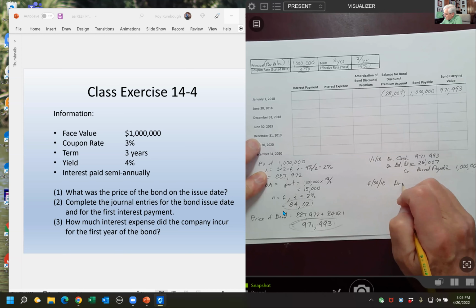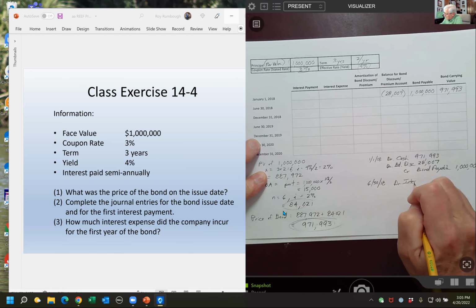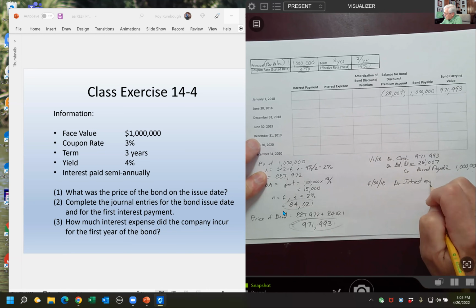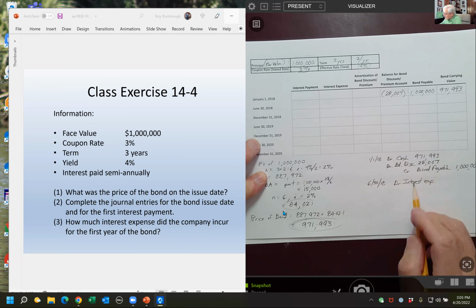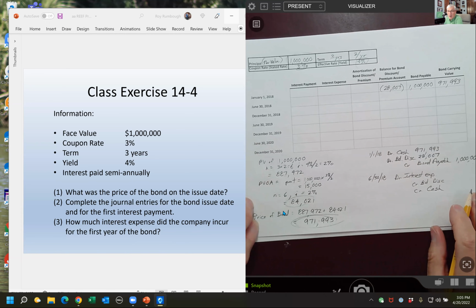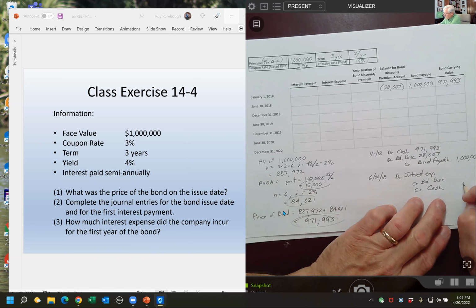We're going to debit interest expense, and we're going to have to credit that bond discount. We're going to amortize it, and we're going to credit cash. How much do we pay? Well, we've already calculated that. We're going to pay 6 payments of 15,000.